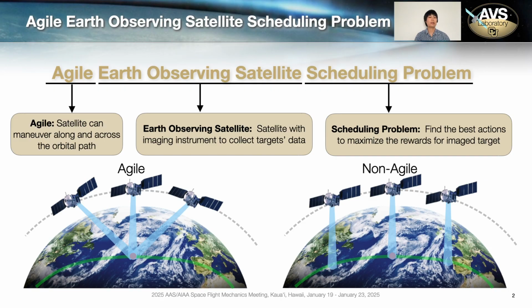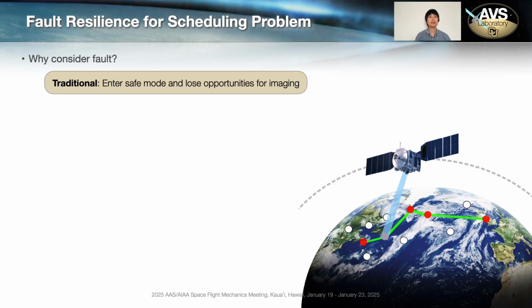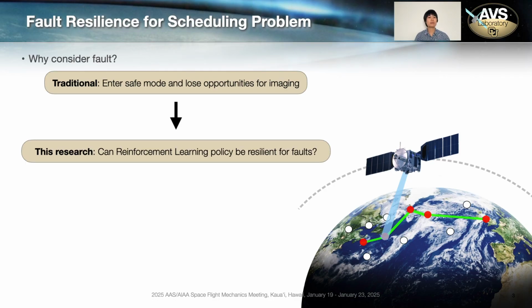So I'm going to talk about the way we solve this problem using reinforcement learning, as well as how we can incorporate faults into this problem. But why do we need to consider faults? Traditionally, if a satellite experiences some kind of fault, it enters safe mode and loses opportunities for imaging. So in this research, I will investigate whether the reinforcement learning policy can be more resilient to faults.